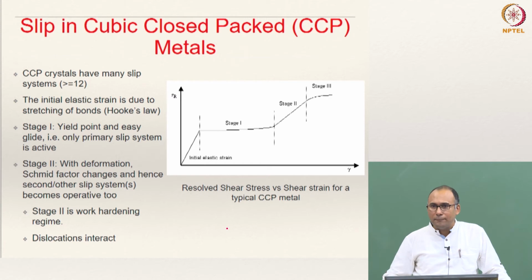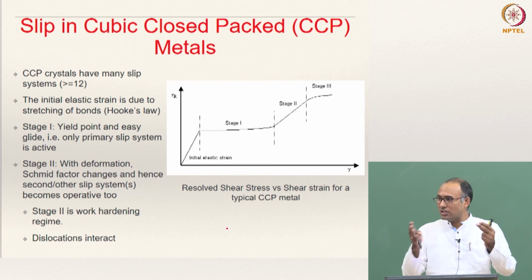In BCC, 110 is your closed pack plane and 111 is your closed pack direction, right? So that is your primary slip system of 12, and the remaining 36 are secondary slip systems. Similarly, in HCP, the basal plane, the first 3 slip systems are the primary slip systems and the remaining 9 are secondary slip systems. Okay, whereas in FCC all the 12 are primary slip systems.